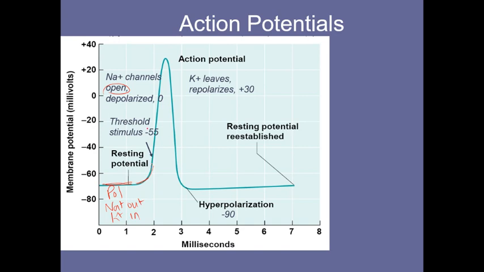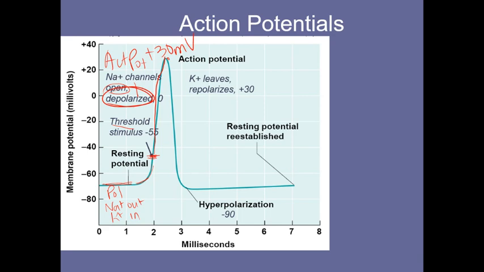It has to reach threshold at negative 55. So when it gets to negative 55, boom, there's no stopping it. Quickly, all of the other sodium channels open up. We get up past there to 30 millivolts. So we're in the positives. We've reversed our charges. This was an action potential. Remember that term. And I have depolarized my membrane.